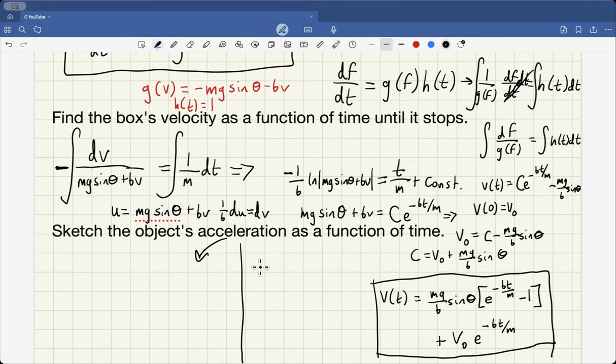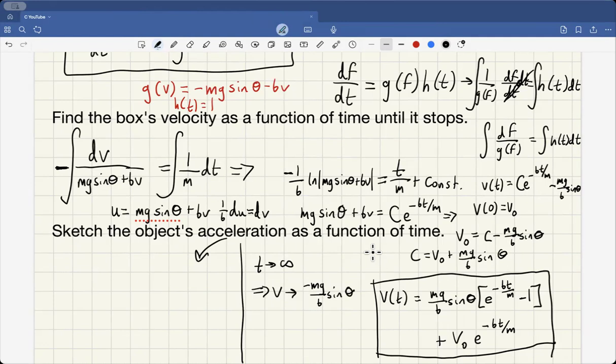But if you were to, again, plug in t goes to infinity, you're going to find that the velocity approaches a negative mg over b sine phi. Well, is that really expected? Not really. You don't expect the block to actually end up going down the ramp if you let it go up the ramp for an infinite amount of time.